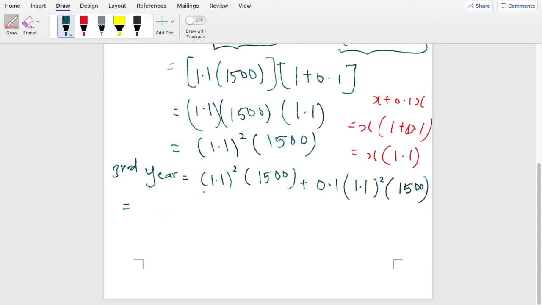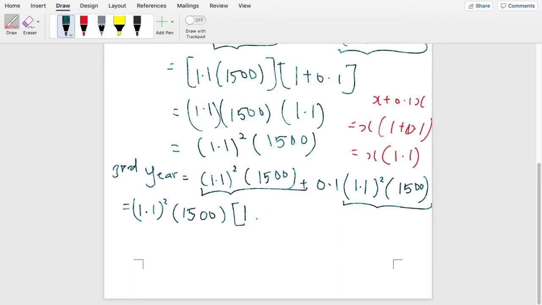Again, we factorize out this. Do you see this is the common factor that we can factorize out? This is a common term here. We factorize out 1.1 square times 1500, and what is left behind is this 1 unit here. Once you factorize out this, you will not get 0, you get a 1 left behind.